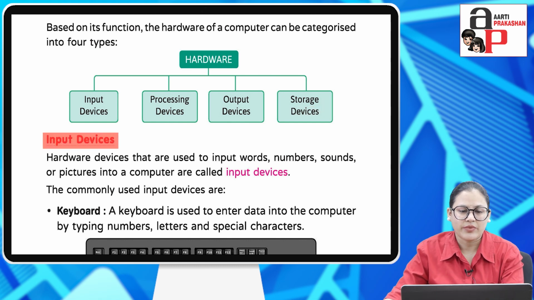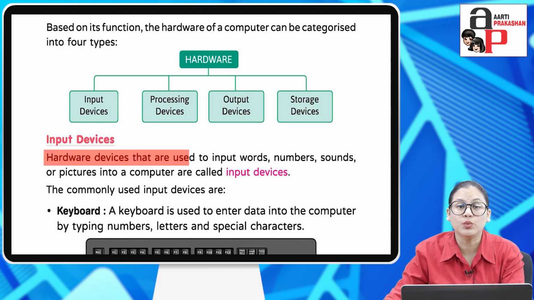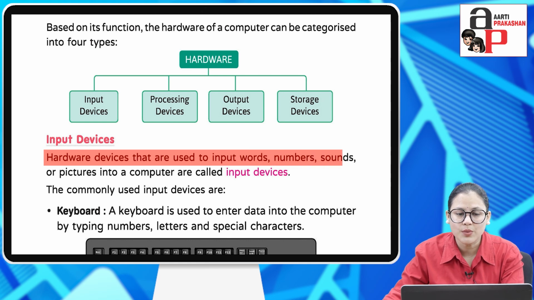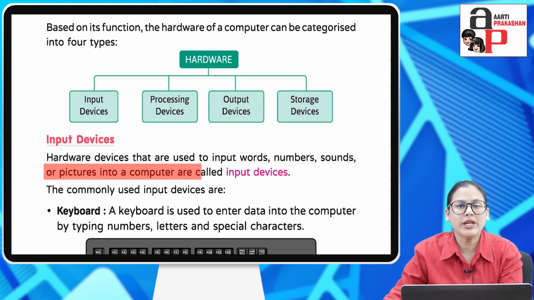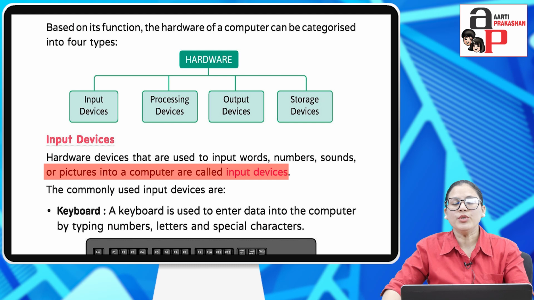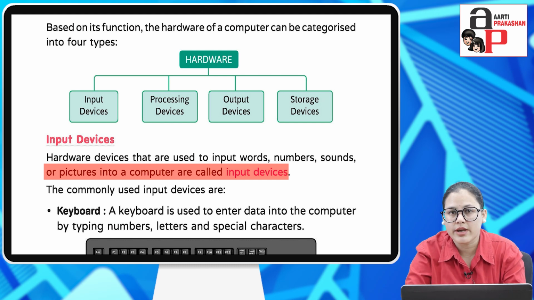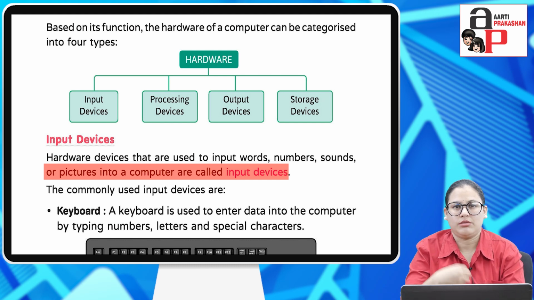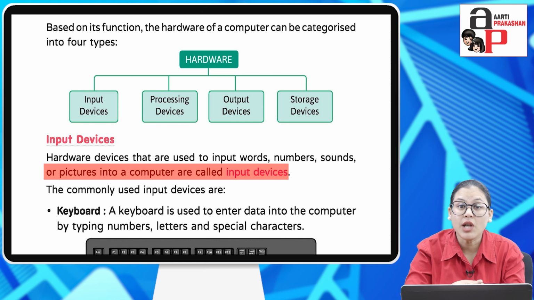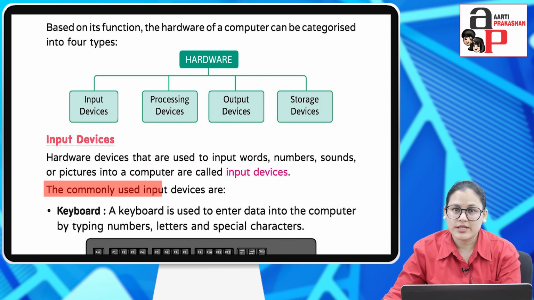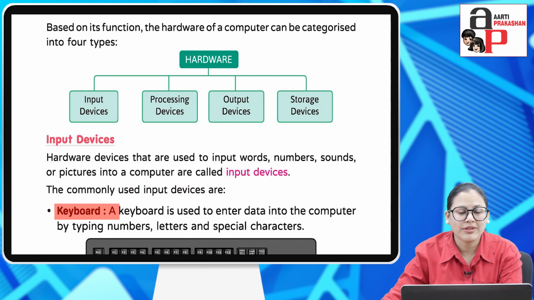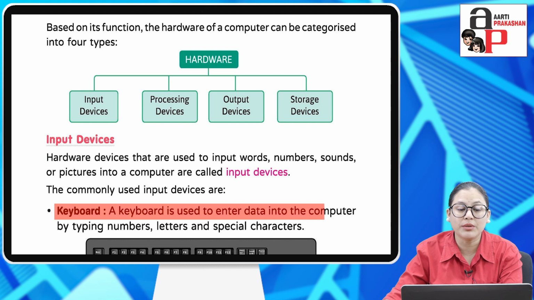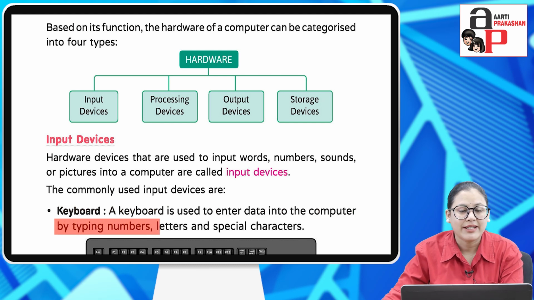First, input devices. Hardware devices that are used to input words, numbers, sounds, or pictures into a computer are called input devices. Okay, so input devices means those devices which are used to input numbers or alphabets or sounds or pictures. Okay, the commonly used input devices are: number one, keyboard. A keyboard is used to enter data into the computer by typing numbers, letters, and special characters.